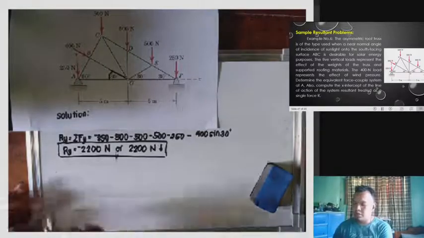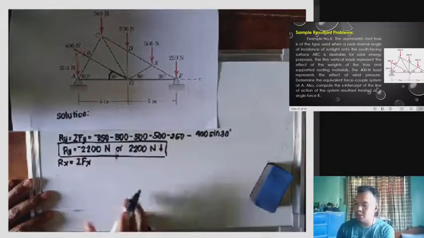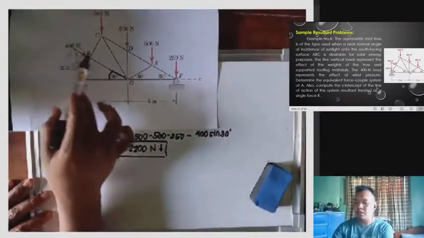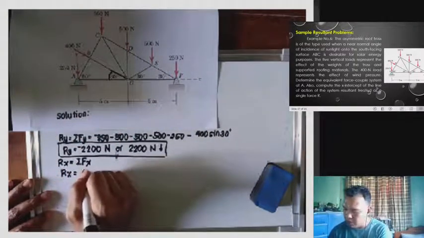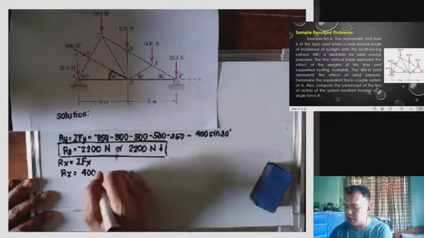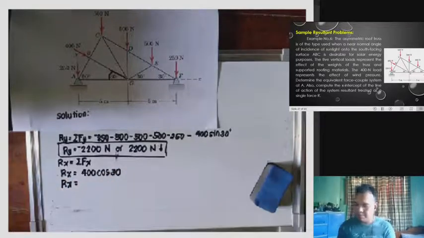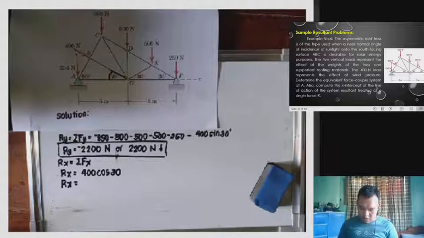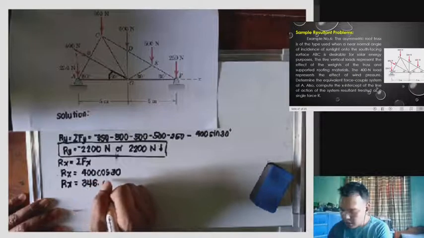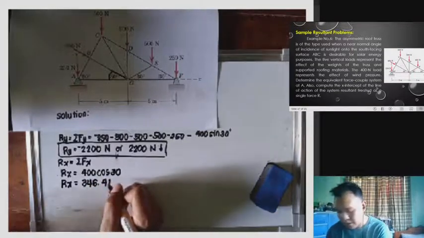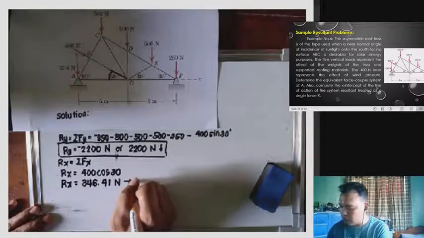Then, to get the value of Rx, Rx is equivalent to the summation of forces in X. The only X component is the one along the x-axis. Going to the right is positive, so Rx is equivalent to 400 cosine 30, which is 346.41 newton going to the right.